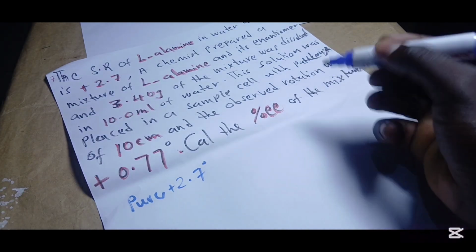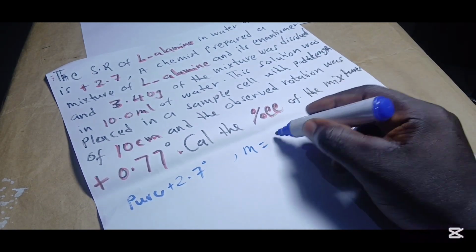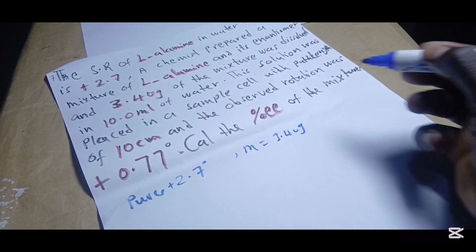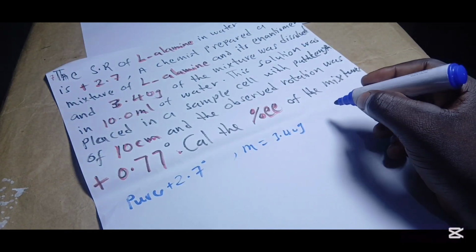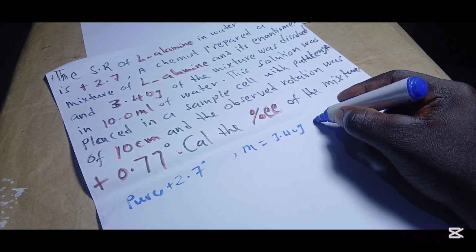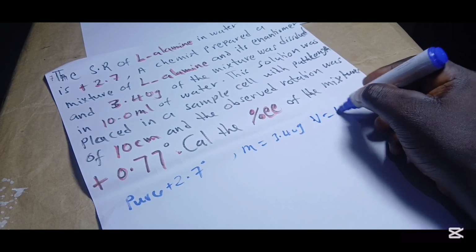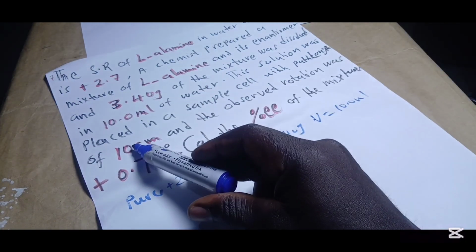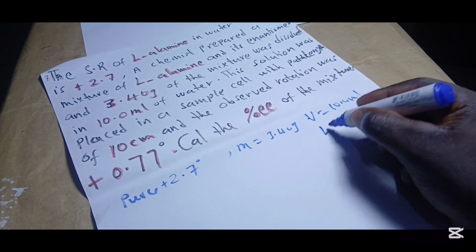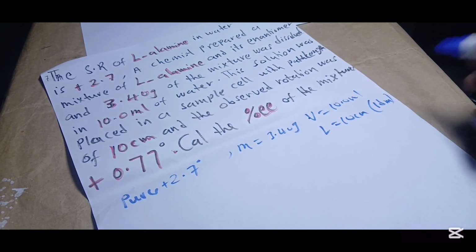We have been given the mass of the mixture to be 3.40 grams, and the volume of the solution is 10.0 ml. So V equals 10.0 ml. And the path length is 10 centimeters. So L equals 10 centimeters, which is the same as 1 decimeter.